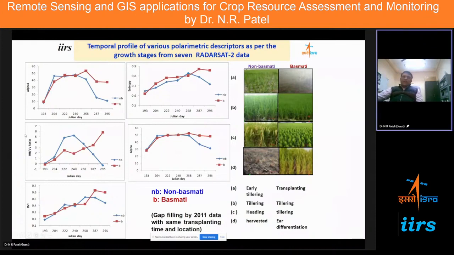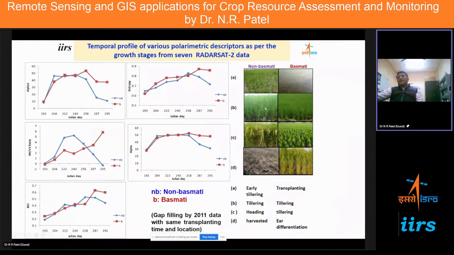So here you can see basmati and old variety, non-basmati. With multi-date data, here seven dates of satellite data we have used. Different parameters are also there: HH and VV polarization ratio, radar vegetation index, alpha, all computed from the microwave backscatter pattern in the different polarizations. Now using this, we were able to classify non-basmati and basmati.